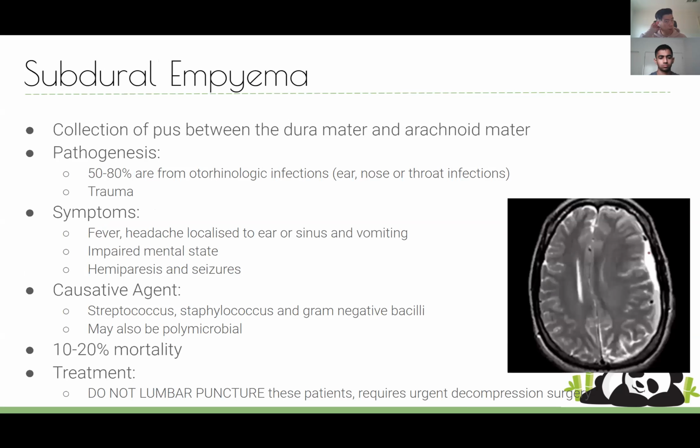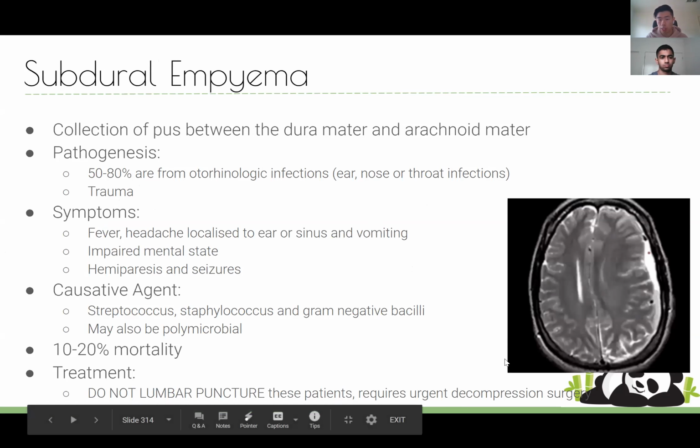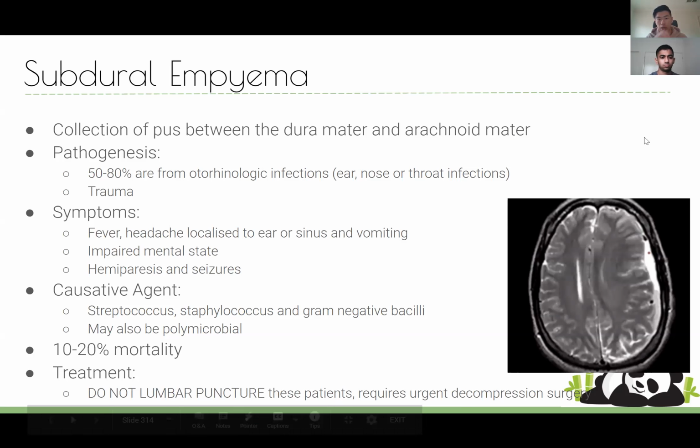And then I think this is finally, subdural empyemas. So this is a collection of pus between the dura mater and the arachnoid mater. If you remember empyemas in the lungs, it's basically the same thing, but in the subdural layer. Again, it's from infections spreading to that area. Symptoms include fever, headaches, impaired mental state, focal deficits, and seizures, caused by streptococcus, staphylococcus, things like that. These people do not need a lumbar puncture. Rather, they require decompressive surgery, as these people probably have increased intracranial pressure and are at risk of things, as you can see with the midline shift, but I digress.